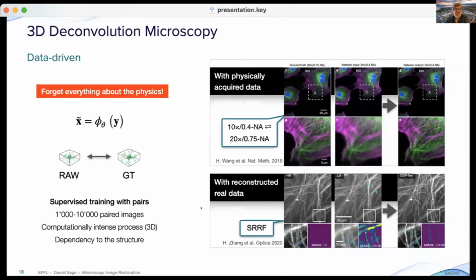In that other example, they generate the ground truth using super resolution fluctuation techniques. It's a microscopy technique to obtain super resolution, but you have to acquire more images in that case. And afterwards you can pair a low-res with a high-resolution image. So again, you have a list of pairs of images. You train your system, and afterwards you are able to pass from the low-res to the high-res image.